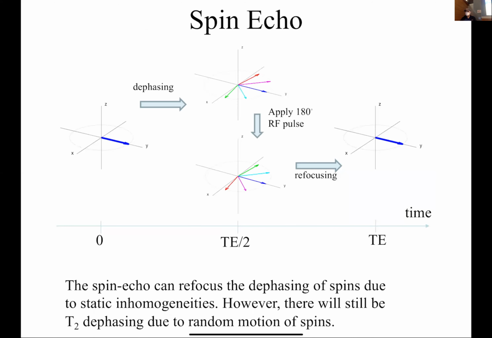So the way we get rid of it is actually a very clever trick invented by Erwin Hahn in 1950. Erwin Hahn, we talked about before, was this famous MR physicist, a professor at Berkeley for like 60 years. I think he just died a few years ago.